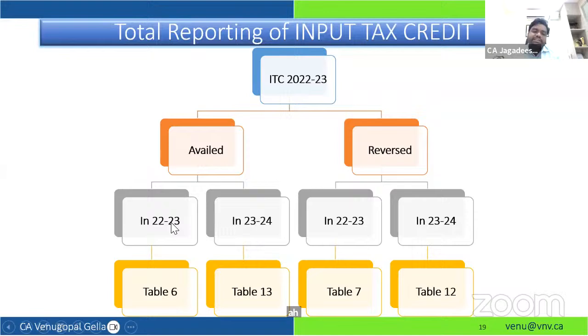Now coming to the ITC of 22-23. If I have availed the ITC of 22-23 in the same year, then I need to report it in table 6. If I avail the 22-23 credit in 23-24, then I need to report it in table 13. Similarly for reversal: if I reverse the credit of 22-23 in the same financial year, then I need to report it in table 7. If I reverse the credit in the subsequent year, that is up to 30th November, then I need to report it in table 12.